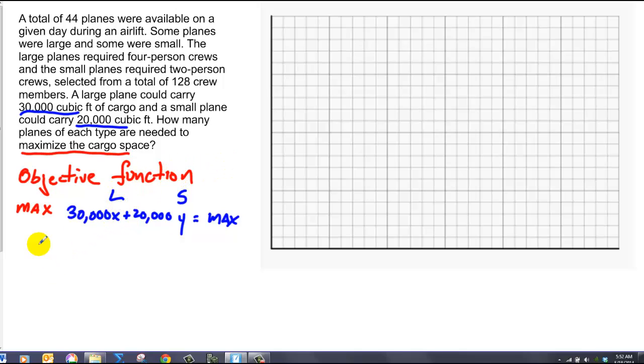Next, what they're going to do is they're going to talk about some constraints. And constraints are basically limitations to what you can use in the problem. So I look in this first sentence and it says I have a total of 44 planes. That's a constraint because I can't go over 44. So I'll write that down. And then I read through the problem some more. And it says I have a total of 128 crew.